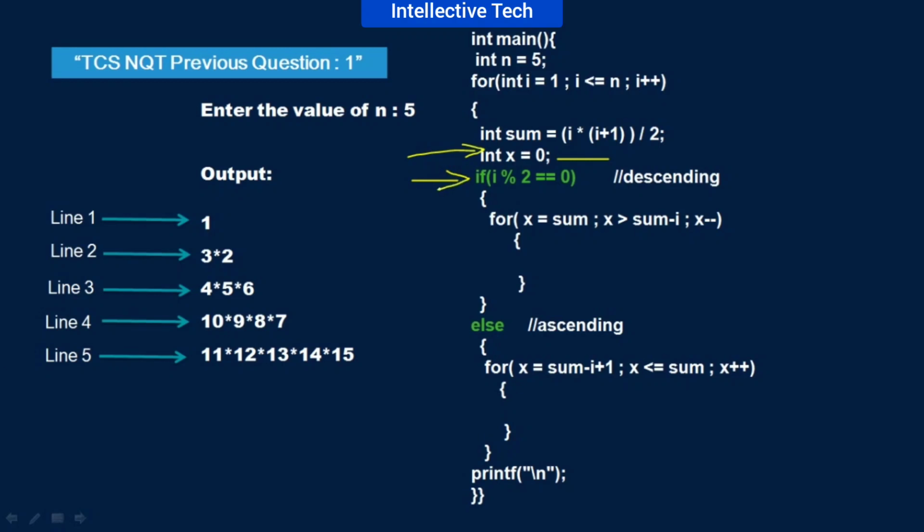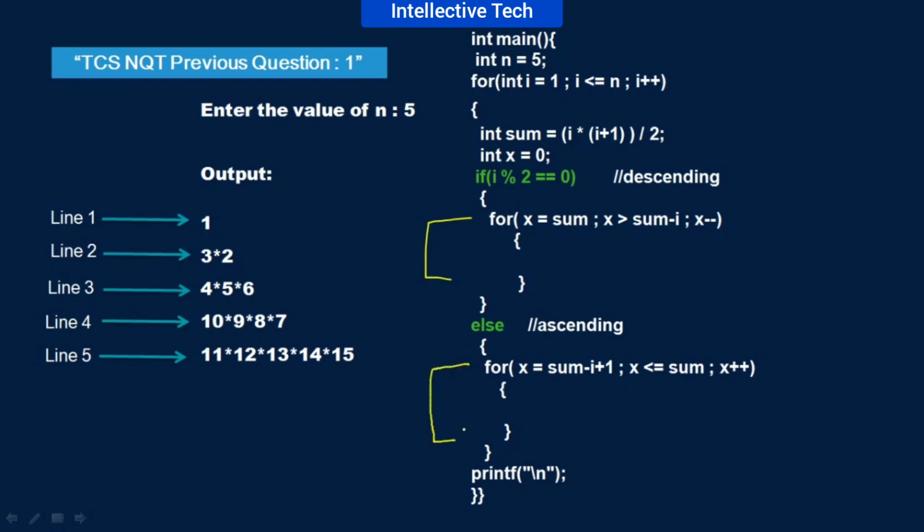Here I is the line number. So if the line number is even, then we will print the numbers in descending order separated with a star. If this condition is false, then we will come to the else block and we will print the numbers in ascending order separated with a star. Now let's see how these two inner loops are working.